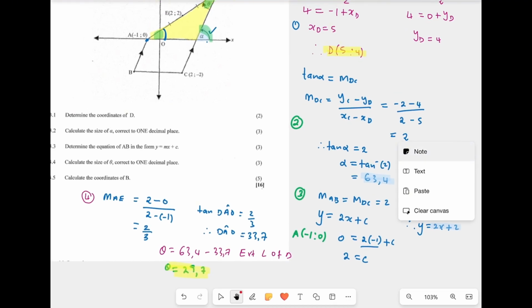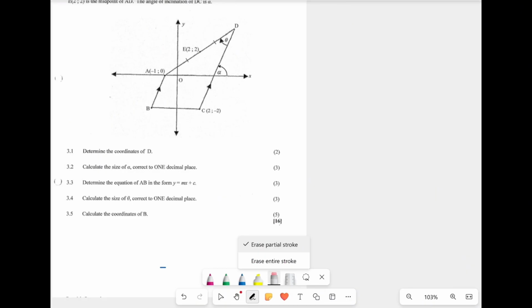And then we need to move to the last question, which is 5 marks. That is question number 6. We are required to calculate the coordinates of B. Now we need to remember we have found the equation of this line. We said it is y is equal to 2x plus 2. Remember the equation of the line represents all the points that lie on that line. So the coordinates of B can be written as x and y.